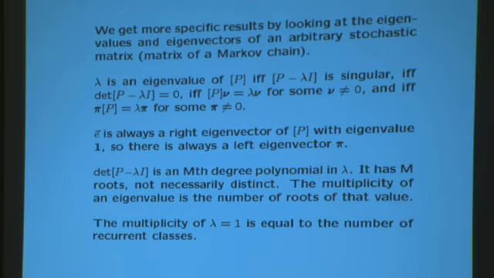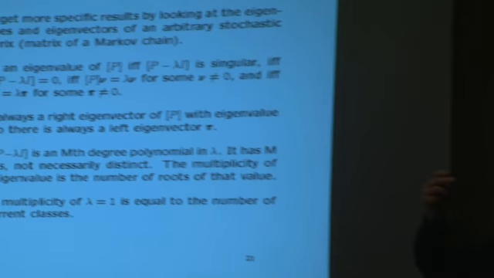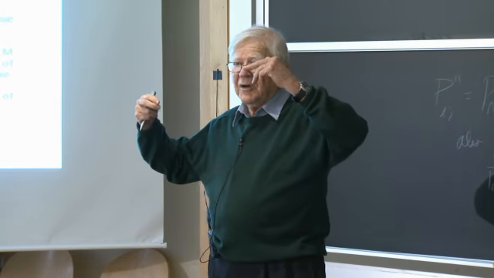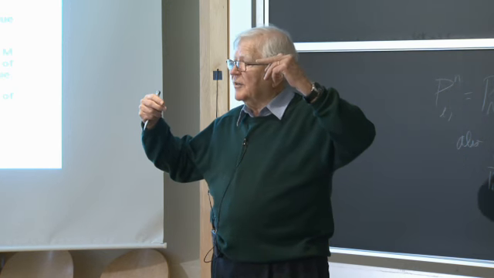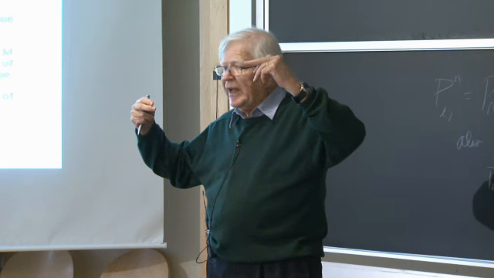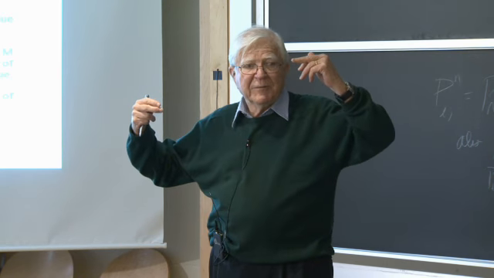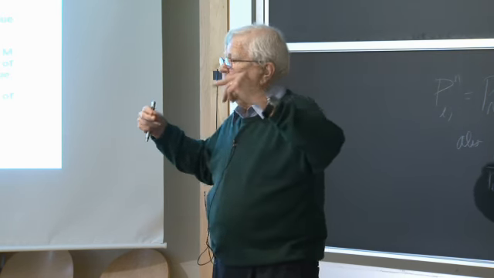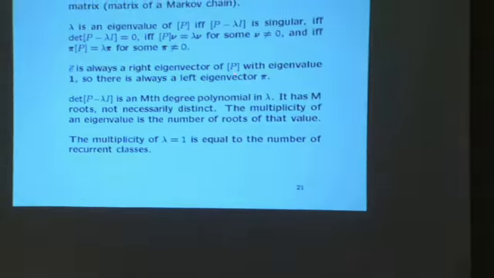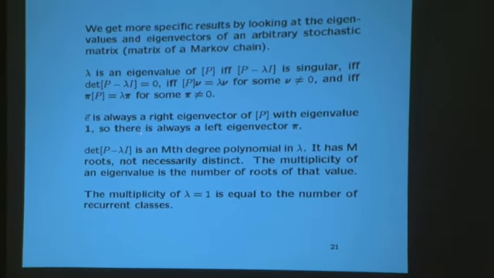Why is that? Because all of the rows of a stochastic matrix sum to 1. If you start off in state i, the sum of the possible states you can be at in the next step is equal to 1. You have to go somewhere. Okay, so E is always a right eigenvector of P with eigenvalue 1.